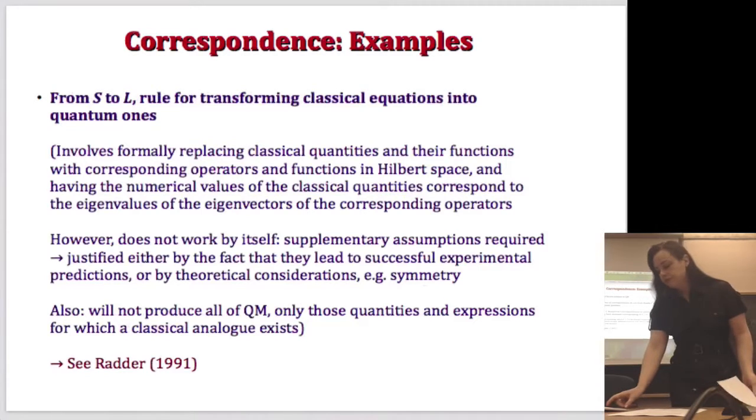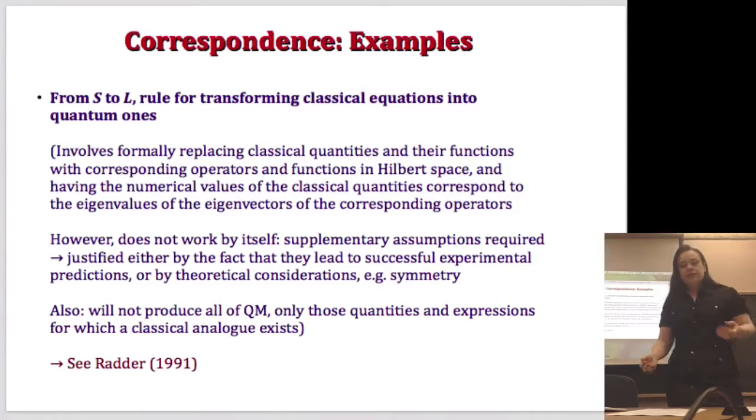So another example going the other way, from the old theory to quantum mechanics, classical mechanics, turning classical theories into quantum theories. I guess I don't need to go through all this, but it's this rule of transforming classical equations into quantum ones by formally replacing classical quantities with corresponding operators, and then having the numerical values of the classical quantities correspond to the eigenvalues of the eigenvectors for the corresponding operators. It's worth noting, though, that this rule doesn't work by itself. We need to use these supplementary assumptions, which we justify either by the fact that they lead to successful predictions or theoretical considerations such as symmetry. Also, we can't produce the whole of quantum theory, only those quantities and expressions for which a classical analogue exists. A bit tautologous there.